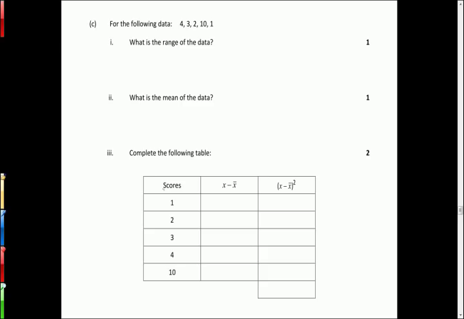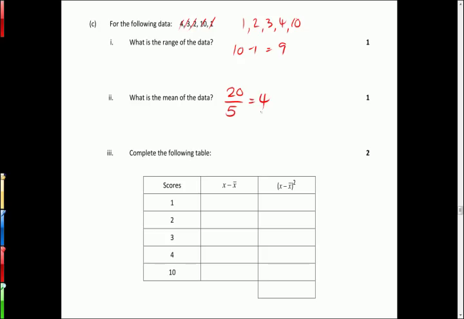What's the range of this data? Well, it's not in order. I'm going to write it in order to make sure I don't fall into traps. 1, 2, 3, 4, 10. Did I get them all? 1, 2, 3, 4, 10. So the range of the data, highest minus lowest, 10 minus 1 equals 9. The mean of the data, well, I better add them all up and divide by how many there are. 1 plus 2 is 3, plus 3 is 6, plus 4 is 10, plus 10 is 20. Divided by, there's 1, 2, 3, 4, 5 scores, so the mean is 4.